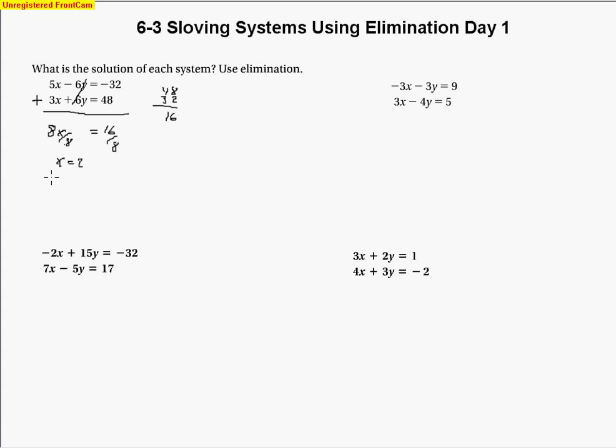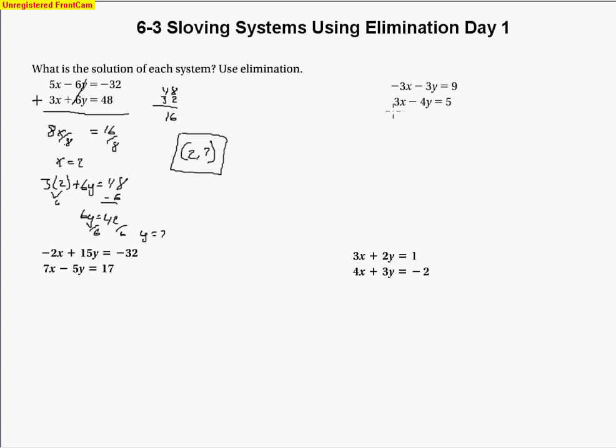I still have to substitute back in to solve for my y value. Either equation will work. I'll pick the bottom one: 3 times 2 plus 6y equals 48. I get 6 right here, so I subtract that from the 48, and I'm left with 6y equals 42. When I divide by 6, you can see I'm getting y equals 7. So my point is (2, 7). This method works really well if you can eliminate something quickly.